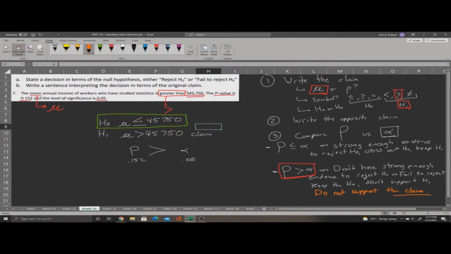Now if big P was less than alpha, that means we would have crossed out the null, and that would have left the claim behind. So if big P was less than or equal to alpha, we would say that we would support the claim. However, in our case, we don't have that strong evidence, and so we don't support the claim. Now, let's restate that. We would say there is not enough evidence to support the claim. The claim was that the mean annual income of workers who've studied statistics is greater than 45,750.